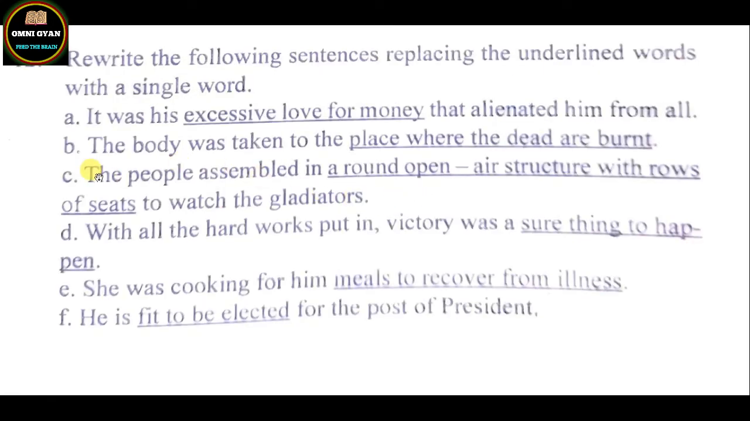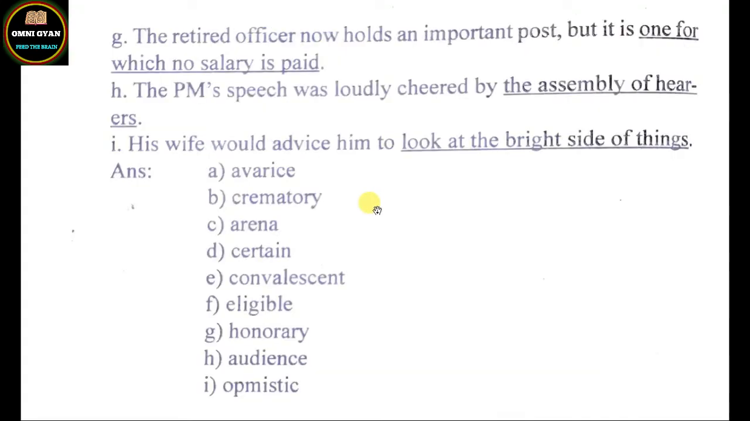Number C. The people assembled in a round open air structures with rows of seats. Obviously this is what? Arena. A-R-E-N-A. Arena. Okay, this is arena.